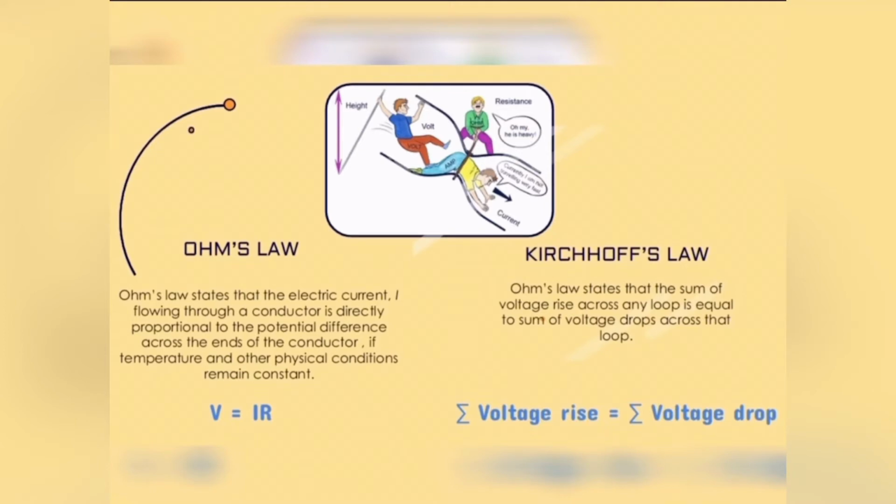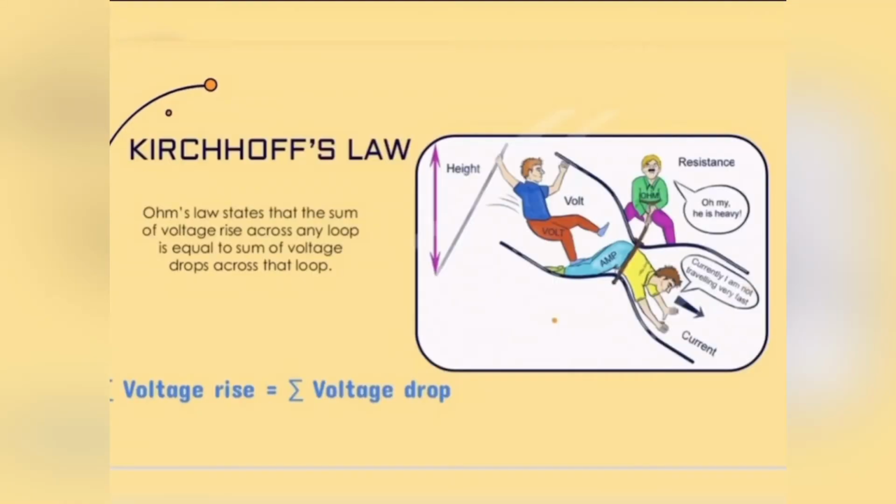Ohm's law states that the electric current I flowing through a conductor is directly proportional to the potential difference across the ends of the conductor if temperature and other physical conditions remain constant, and the formula is V equals IR. Kirchhoff's law states that the sum of voltage rise across any loop is equal to the sum of voltage drops across that loop, and the formula is sum of voltage rise equals sum of voltage drop.